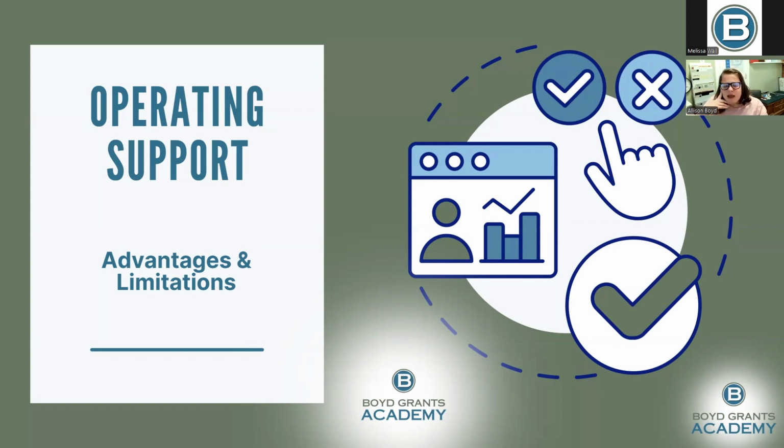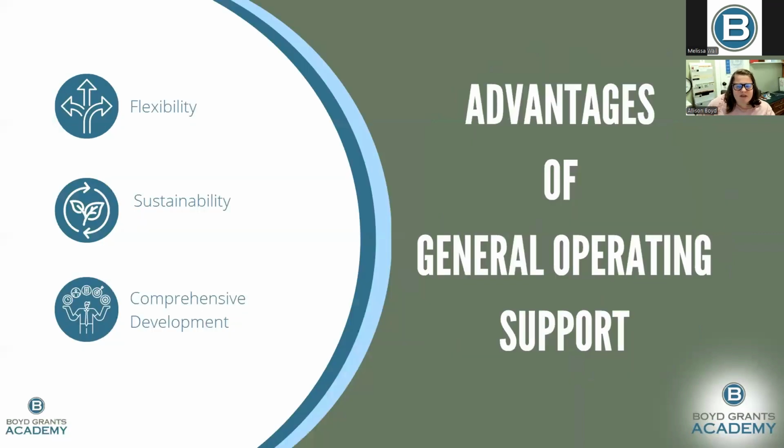Administrative costs. This includes expenses related to your office supplies, any new computers or things like that, insurance, and any other overhead that would keep your organization running smoothly. Essentially, general operating support helps maintain the overall sustainability and effectiveness of your organization. A lot of organizations would prefer to write for operating support, but oftentimes we cannot, and so we just write for program supports. So what are some of the advantages?